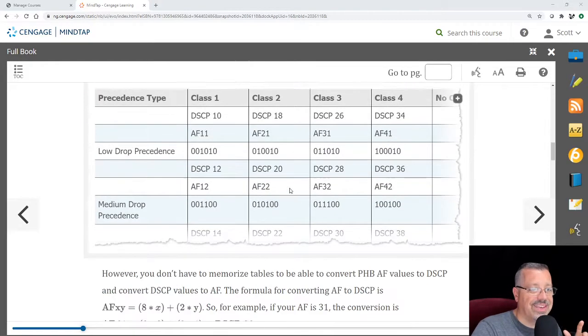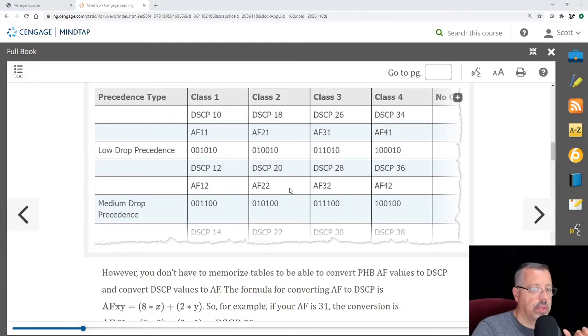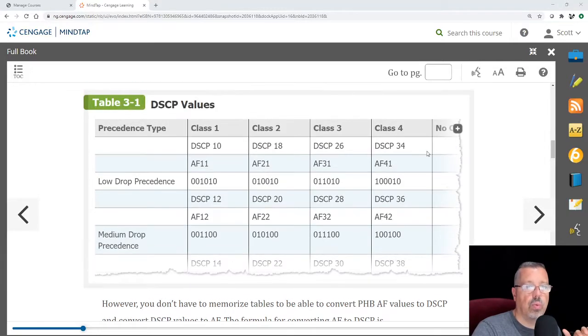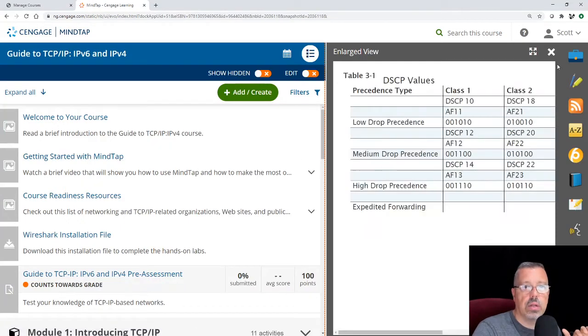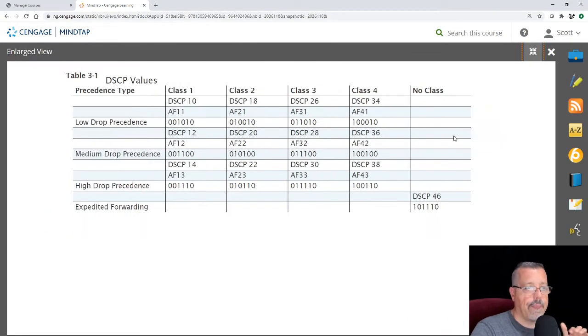All right, so the table. This is the table that is on page 106, and I want to explain a little bit because it is total gobbledygook, and the book tries to explain it, but I think they do a terrible job.